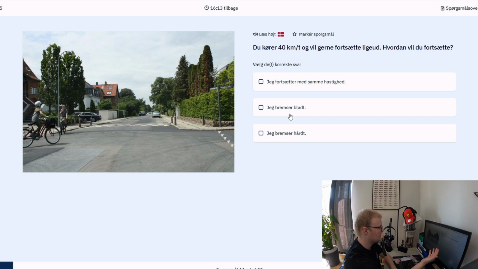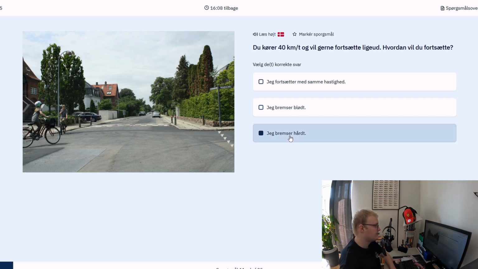This looks completely horrific if you're in a car. So I'll say I brake hard. That might be wrong. That might be overdoing it. Braking soft might be enough. But if I saw this in real life and I was driving 40 kilometers an hour, I would be braking hard. Don't want to risk anything.